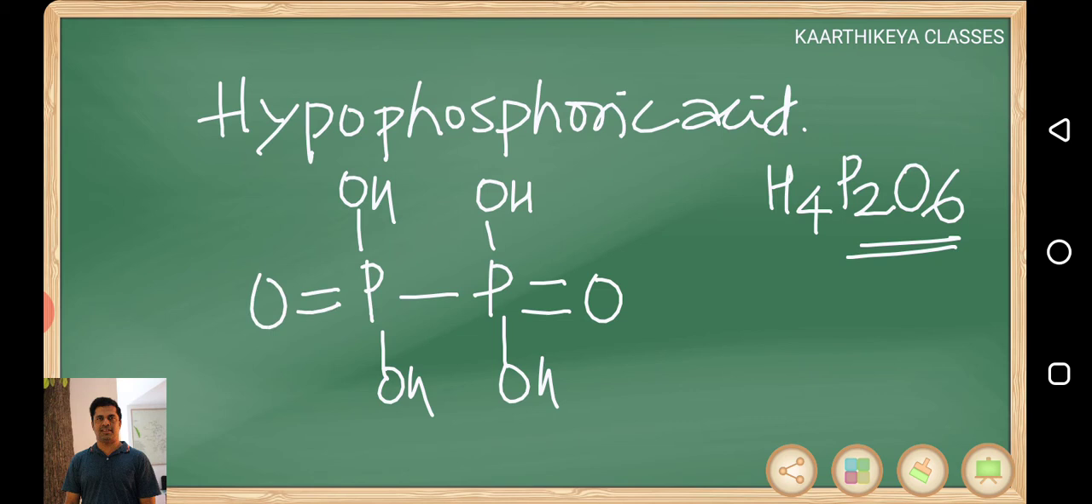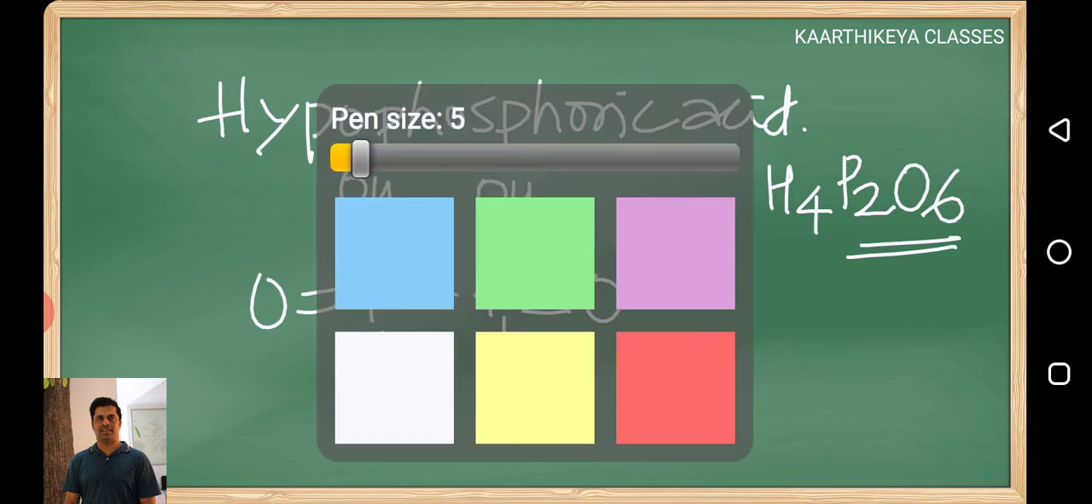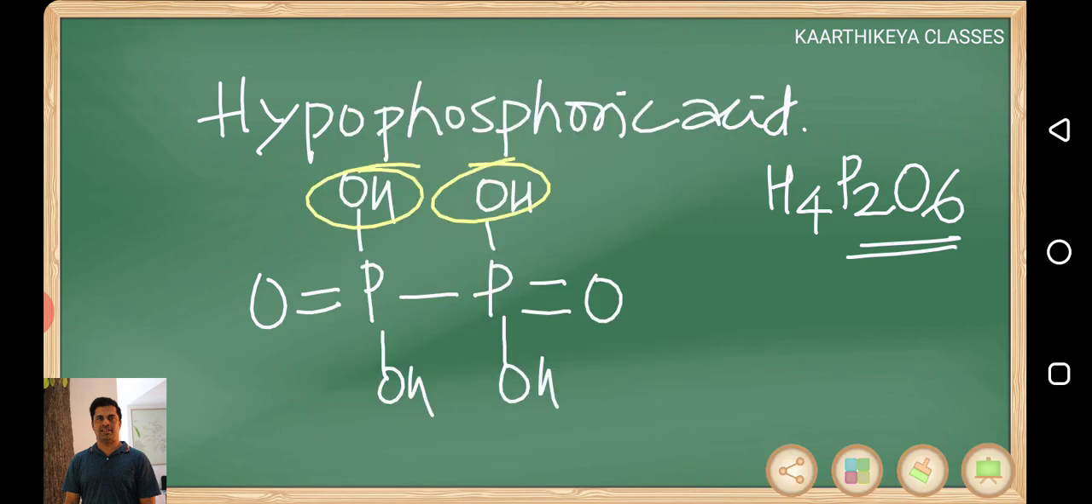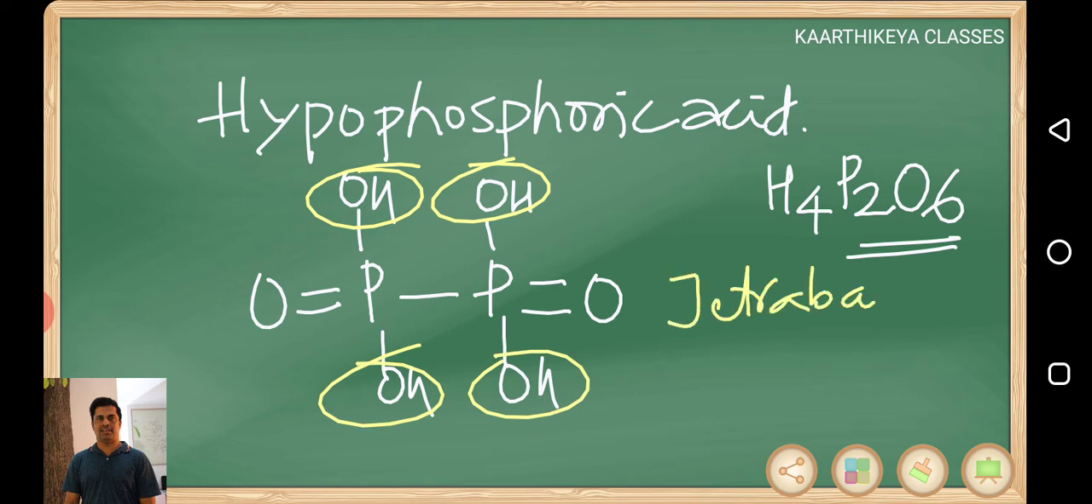In the pyrophosphorus acid case, that is H4P2O5, there is a POP linkage and it has PH bonds. But here 4 OH groups are there. 1, 2, 3, 4. Because of 4, it is going to be a tetrabasic acid. Very rarely we find tetrabasic acids, and this is a tetrabasic acid. H4P2O6, hypophosphoric acid.